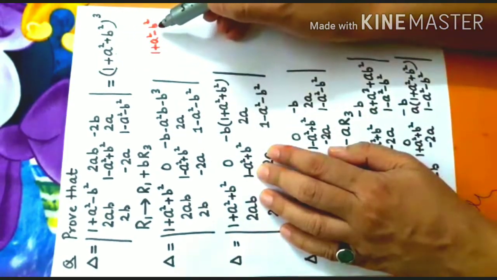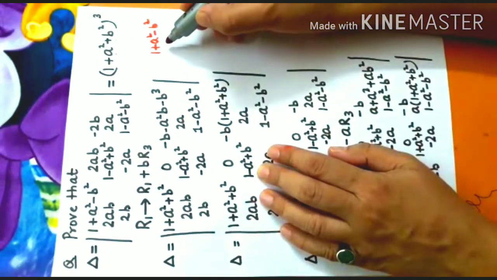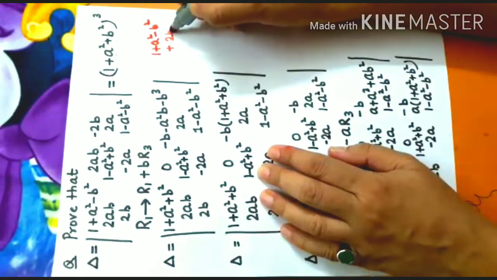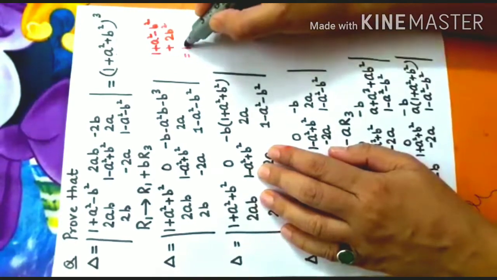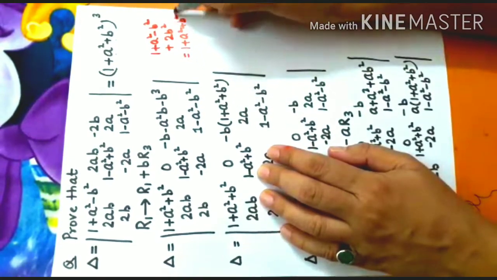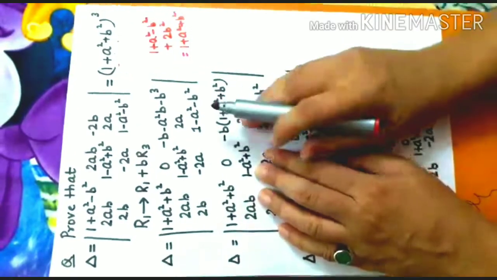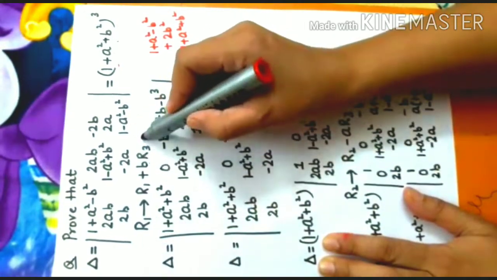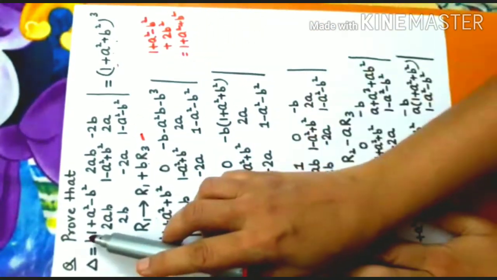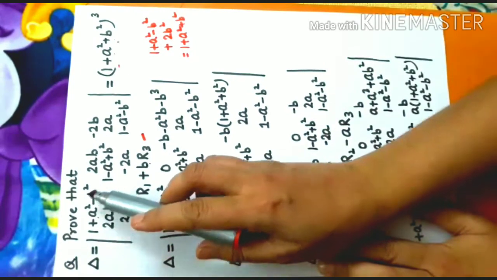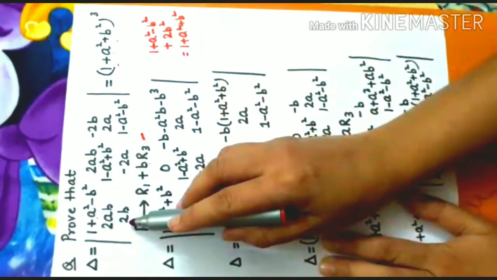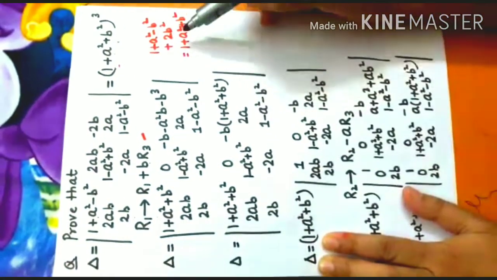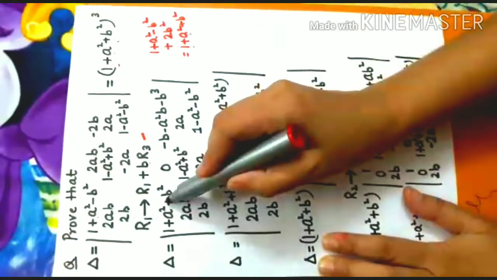So if to this I add b times of this, so I'll be getting twice b square. So it is 1 plus a square plus b square. I'll be getting this. So the operation will be R1 changes to R1 plus b times R3. So 1 plus a square minus b square plus 2b times of 2b, that is 2b square, will give you 1 plus a square plus b square.